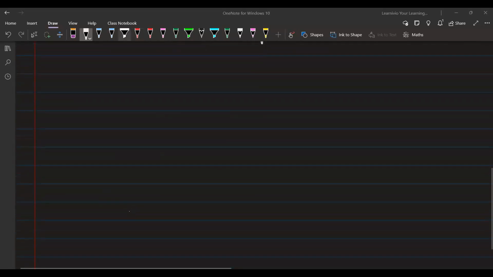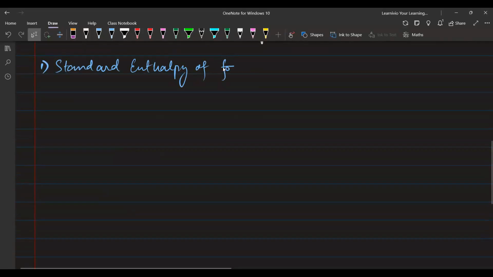The first standard enthalpy that we have to learn is the standard enthalpy of formation. Standard enthalpy of formation, that is given as delta H F naught. First point you will write, it is also known as standard molar enthalpy.